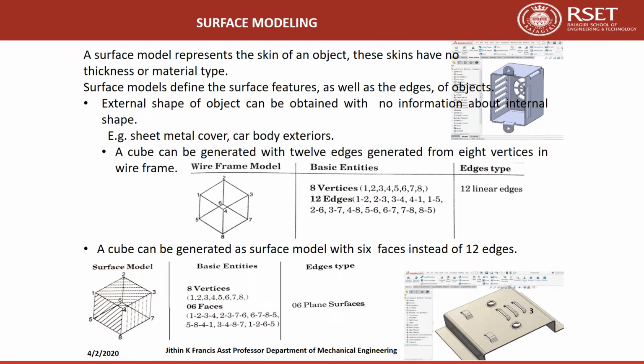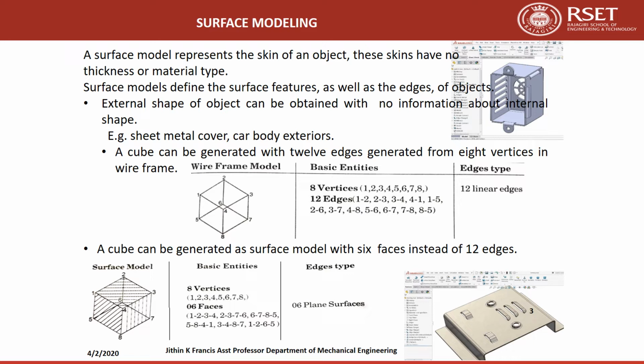Surface modeling. A surface model represents the skin of an object. These skins have no thickness or material type. A surface model defines the surface features as well as the edges of objects. The external shape of an object can be obtained with no information about the internal shape. Surface modeling became quite familiar and prominent in the sheet metal design industry as well as car body product design.